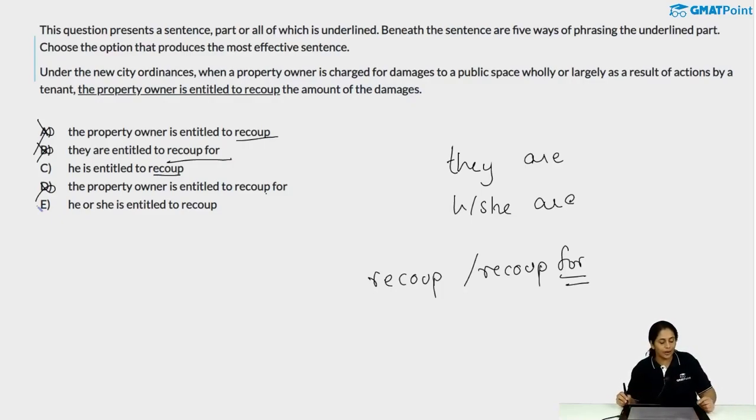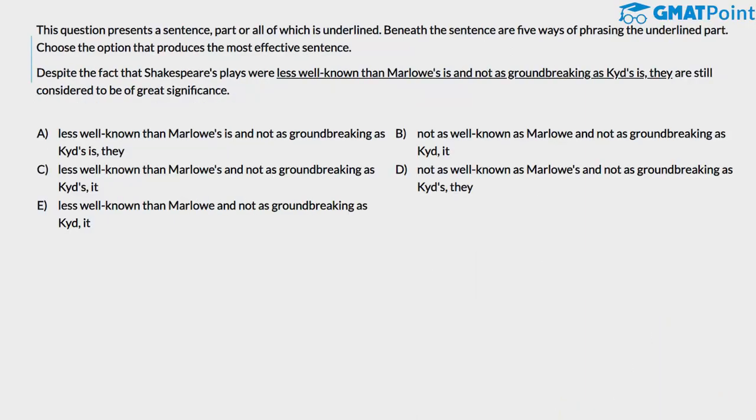So now you have option C, he is entitled to recoup, and he or she is entitled to recoup. Now we can't assume that the property owner is necessarily male. So the correct form to use is he or she is entitled to recoup. So the correct answer is option E.